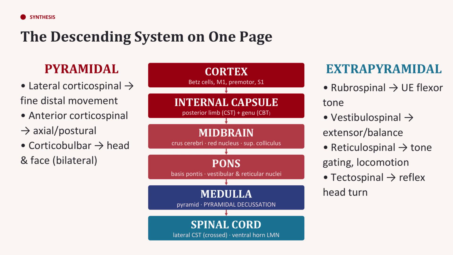Running in parallel, the extrapyramidal tracts arise from brainstem nuclei you can see at their levels. The red nucleus and superior colliculus in the midbrain, the vestibular and reticular nuclei spanning pons and medulla. They set tone, balance, and orientation. If you can reconstruct this diagram from memory, the levels, what tract or nucleus lives at each, and where the crossing happens, you can answer essentially any descending tract question by reading the picture in your head. This is the mental model I want you to walk out with.